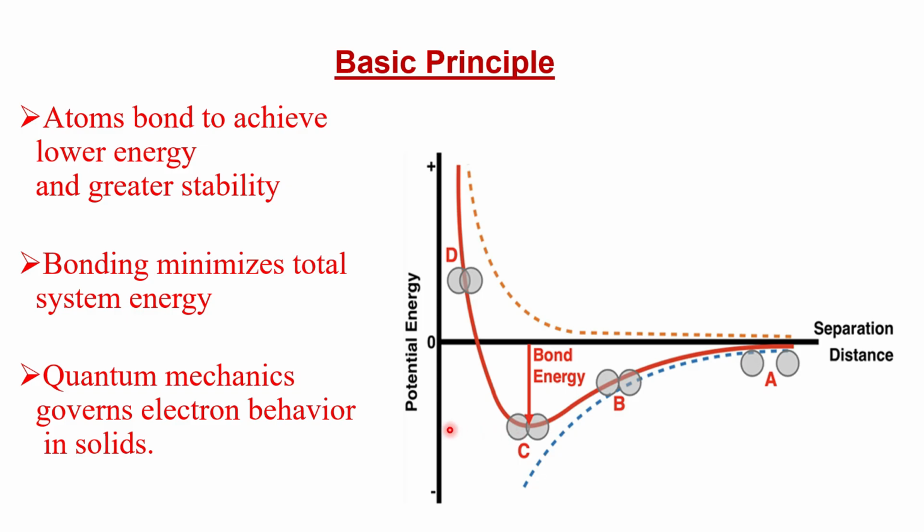Quantum mechanics is essential here because electrons are not classical particles. They are described by wave functions, and bonding corresponds to a redistribution of electron probability density that minimizes energy. This is why classical physics alone cannot explain bonding in solids.